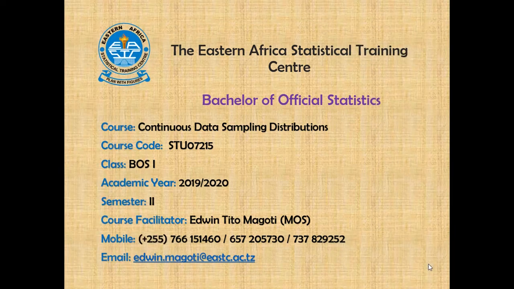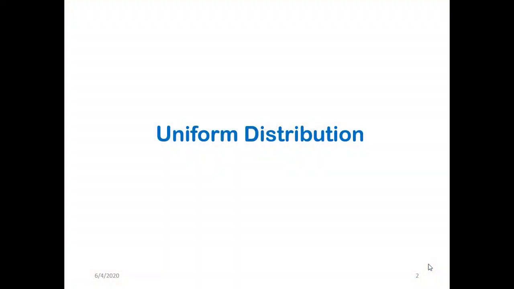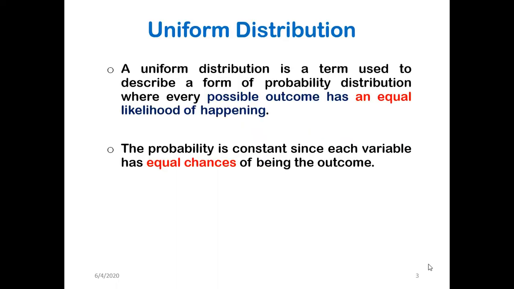Okay, welcome to our class for real data, continuous data sampling distributions. And our topic for discussion today is uniform distribution. So perhaps before going into details, maybe we try to find out or discuss what does uniform distribution mean.